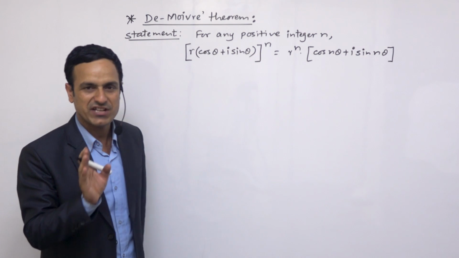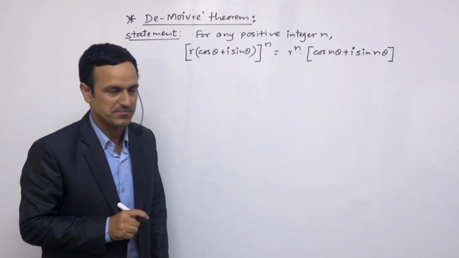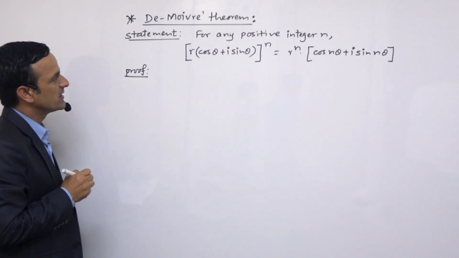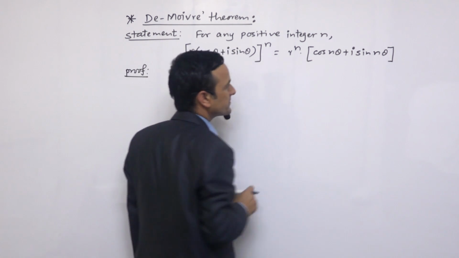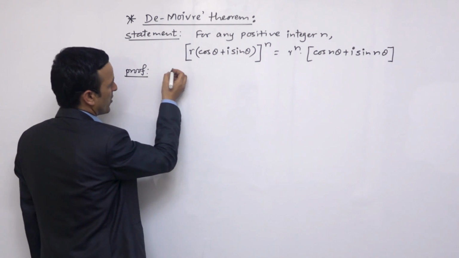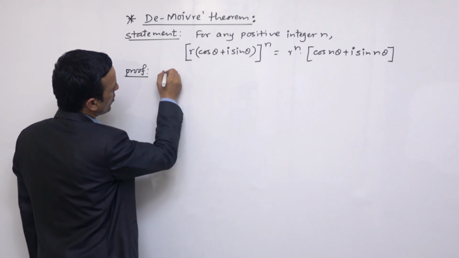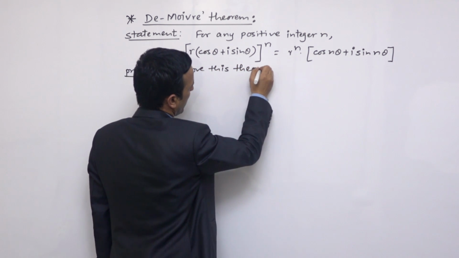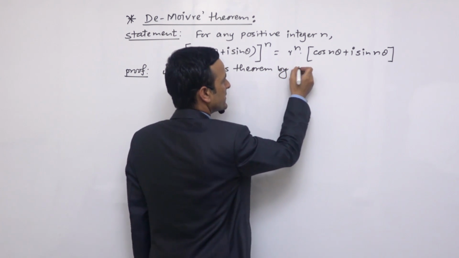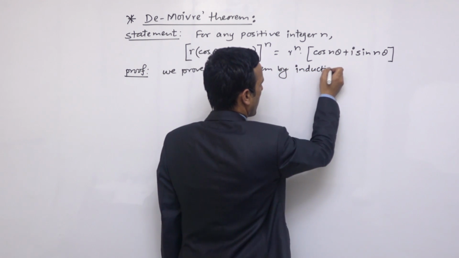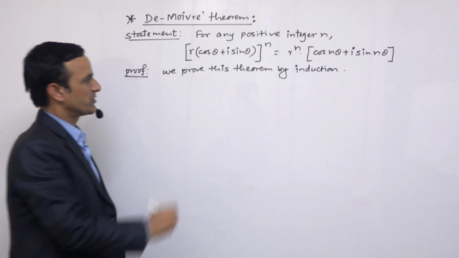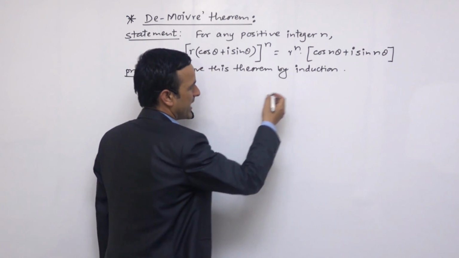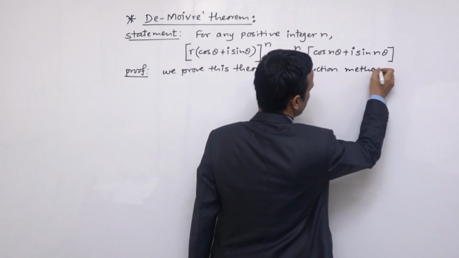So our question is state and prove de Moivre's theorem. So what is the proof? Now let's look at the proof. We can prove this statement by following this. We prove this theorem by induction. हामी यो थियरमलाई इन्डक्सन प्रोसेसबाट प्रुभ गर्न सक्छौं। इन्डक्सन मेथड भनेको के हो?